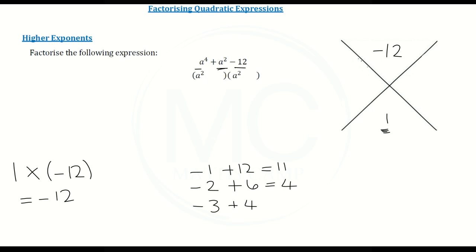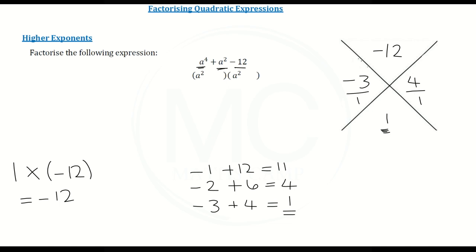Negative 3 plus 4 gives us positive 1. This is the value we've been looking for. So we know that our factors are negative 3 and 4. Now, the first term in the quadratic expression has a coefficient of 1. So let's divide both factors by 1. We have negative 3 over 1 and 4 over 1. They're in simplest form, and we can leave them as is.